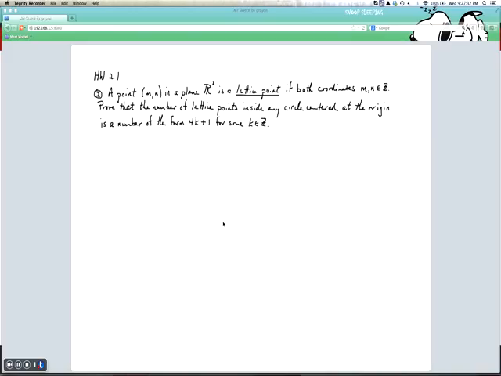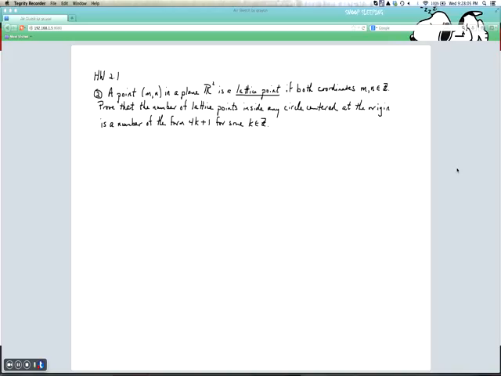All right, so let's start with problem 1 out of homework set 2.1. The first problem there was problem 2: a point (m, n) in the plane is a lattice point if both coordinates are integers. What we wanted to prove is that the number of lattice points inside a circle centered at the origin (0, 0) is a number of the form 4k plus 1 for some integer k. All right, so let's start off, and this is where it may behoove you.